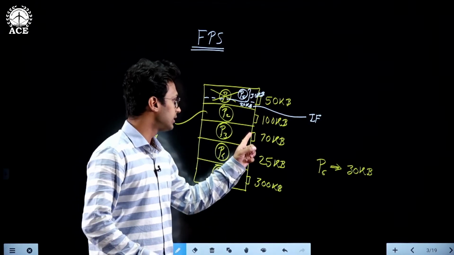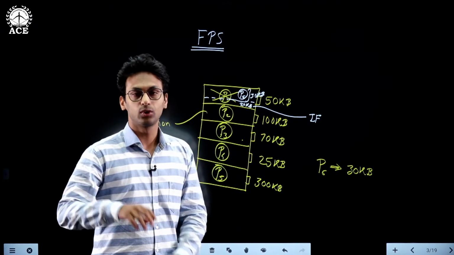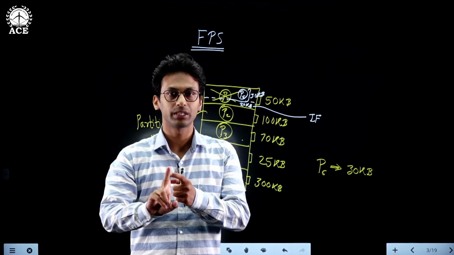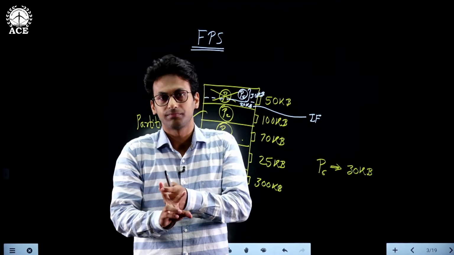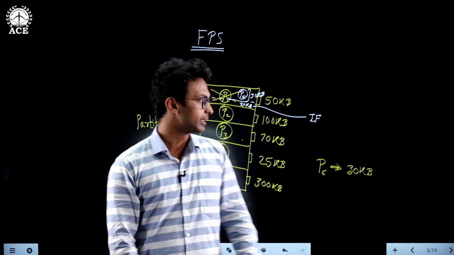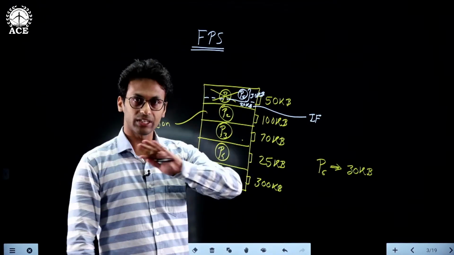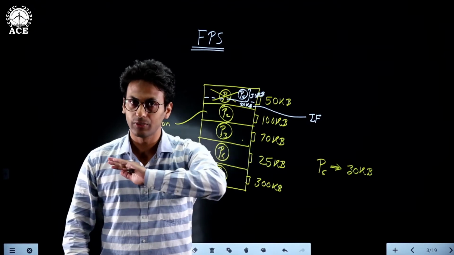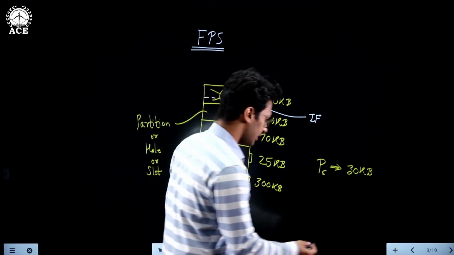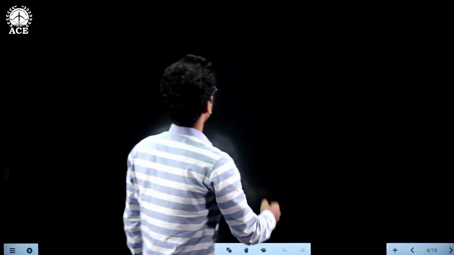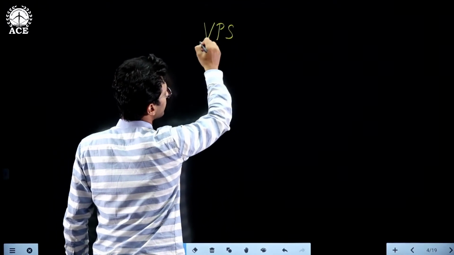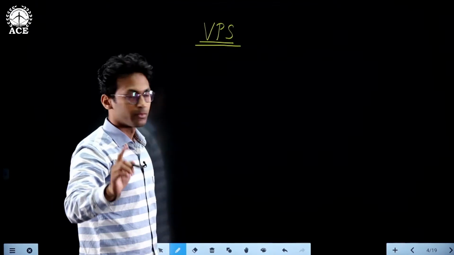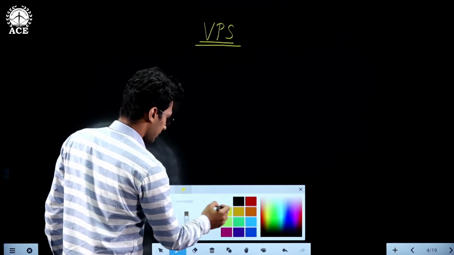Even this point we have seen, limit register. There are two types of limit register: lower limit register and upper limit register. Lower limit stores the starting address, upper limit stores the ending address. That's it. This is all about FPS, fixed partition scheme, done with quick revision of fixed partition scheme. So let's see the next one. Variable partition scheme. So let's say these processes have arrived.